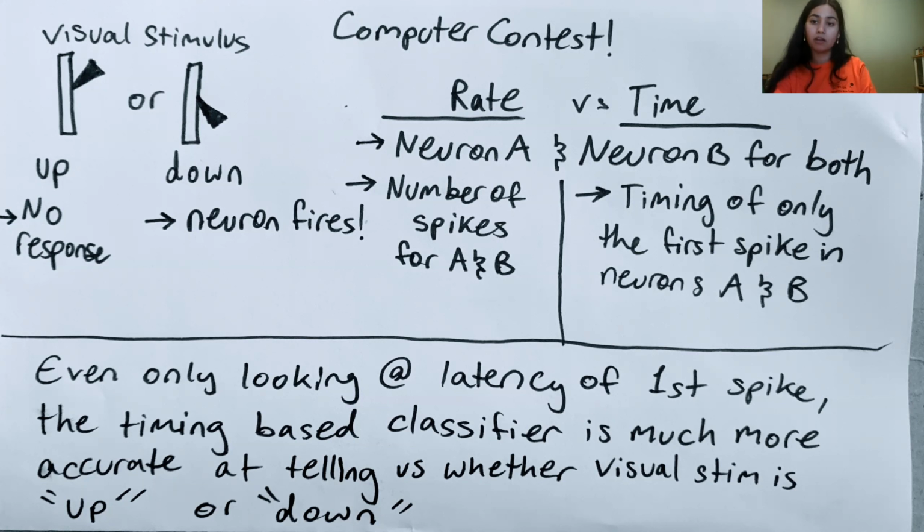However, biological systems don't always use the timing-based classifiers. For example, in somatosensation experiments conducted in monkeys and leeches, we find that biological systems actually use the rate-based classifiers more so than timing-based ones.